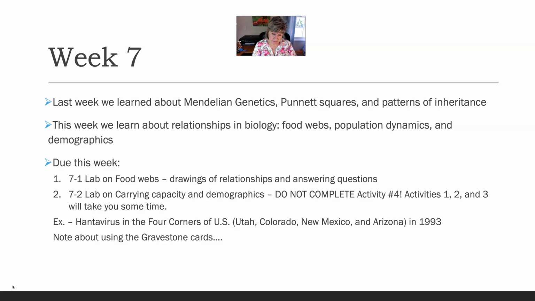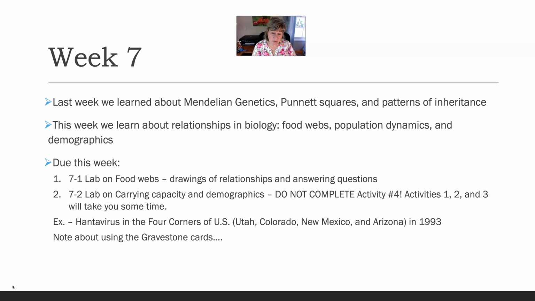And then Lab 7.2 is all about carrying capacity. You're going to represent birds on an island with some beans that you have in your kit. You're going to have to follow the directions carefully because that one's a little bit complicated as to how many die off and how many offspring you can have and the territories and that sort of thing. So just read the instructions carefully. You'll get it. And then demographics with the gravestone cards that you have.